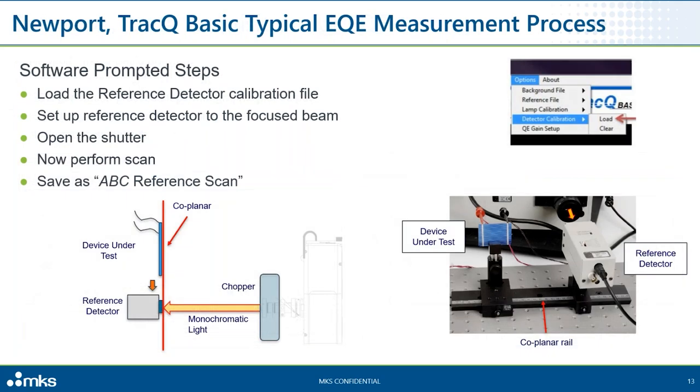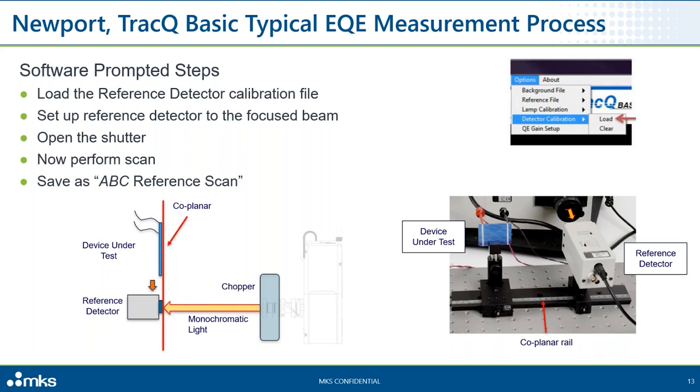So this would be the method in which you would do an EQE test. The software helps you, and the software will prompt you, and you can select the different things required to do an EQE test. So in this particular example, the first thing it's going to ask is that you would load a reference detector calibration file. So you can see the picture on the upper right. It's all there, and you would just click on load, and you would load in that reference detector calibration file, which is something you would get if you were to buy a reference detector from Newport.